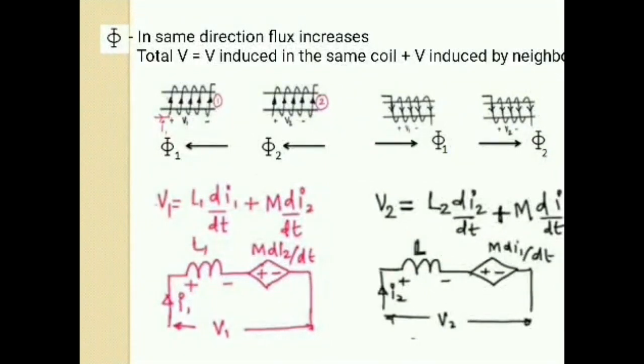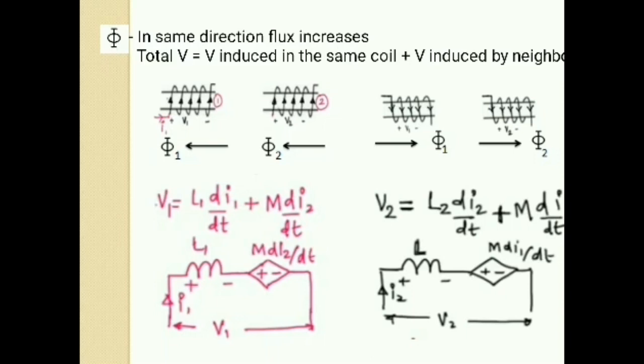So we are adding together, and in the same way, wherever the fluxes are in opposite directions, the total flux is reduced or decreases. In that case, we are subtracting the mutual induced voltage. The equivalent circuit of coil 1 and coil 2 is shown in the slide. Then we are calculating the voltage in coil 2.